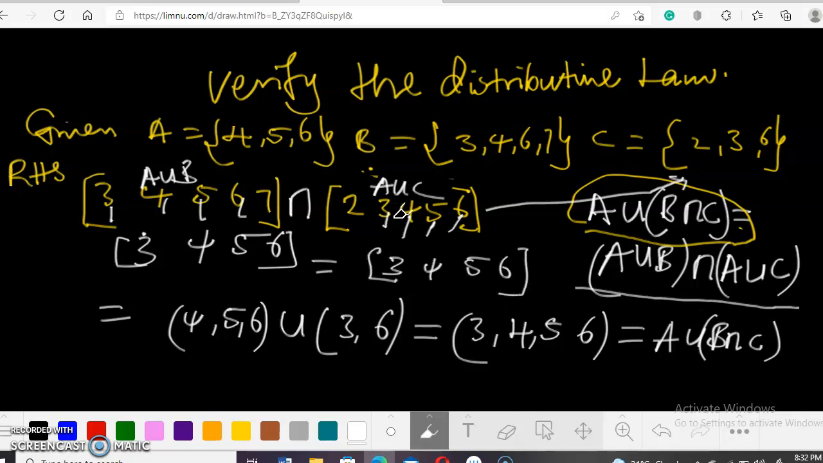And you can see that what we are verifying is that A union B intersection C, which we got as 3, 4, 5, 6, is equal to A union B intersection A union C, which is 3, 4, 5, 6. So what we have in the left-hand side is equal to what we have in the right-hand side. And that is how we verify the distributive property, which we also call the De Morgan's law.